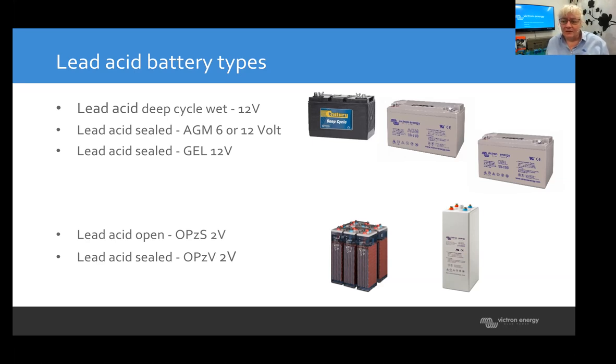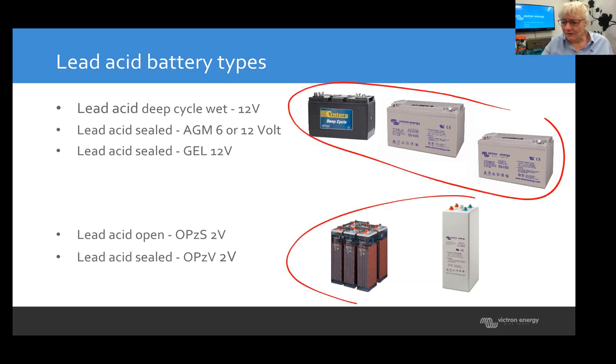You can never assume that it will never make any gas. That's the wrong thing. Lead acid batteries will always make a bit of gas. So that's 12 volt or 6 volt cells, the top row. Then we have the other lot. Those are lead acid 2 volt cells, OPZS and OPZV. They're either wet cells or gel batteries, and they come in 2 volt cells.